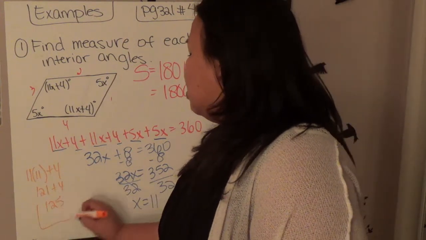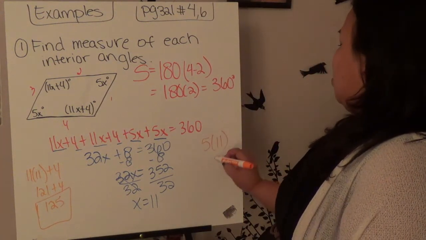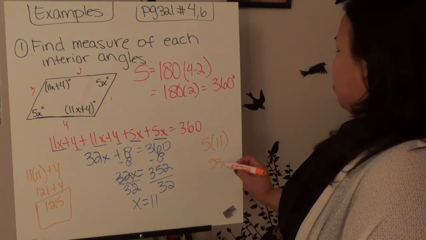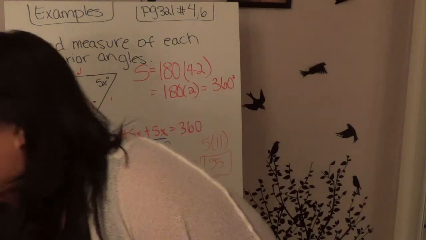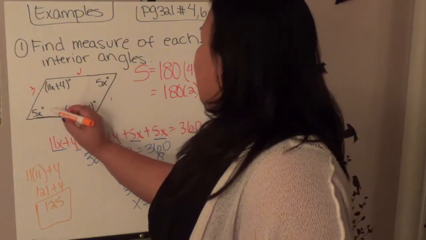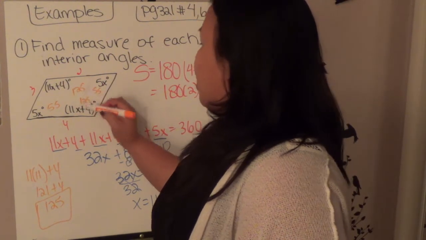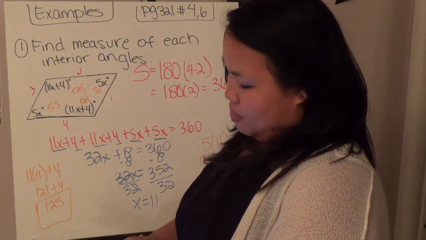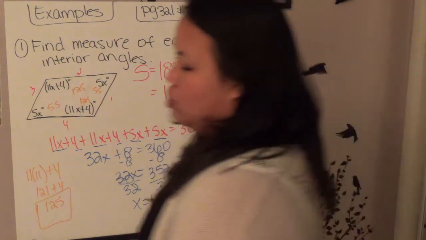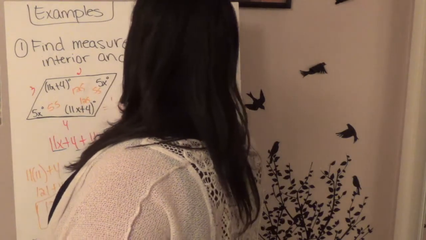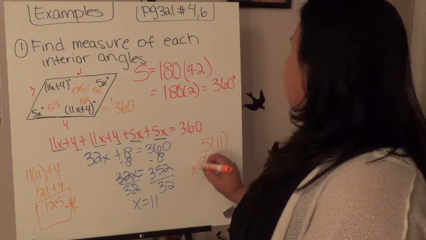This is my first answer. The next one is 5 times 11, which is 55. And this is my second answer. Altogether, I should have 360. So this is 55, 55, 125, 125. Okay? Which gives me a total of 360. So these are my answers.